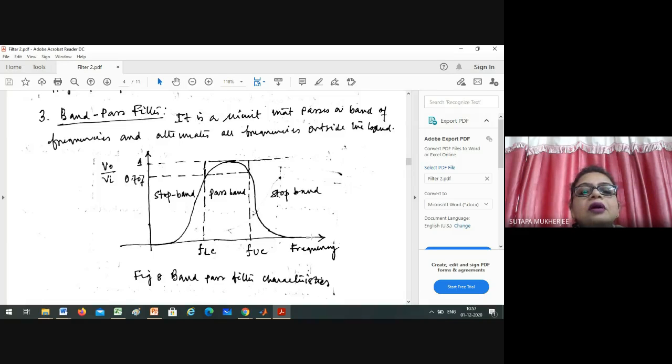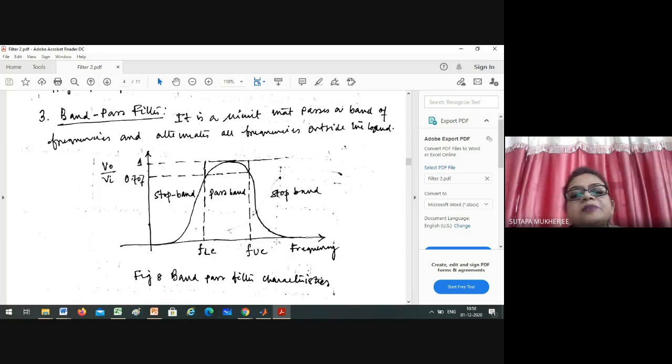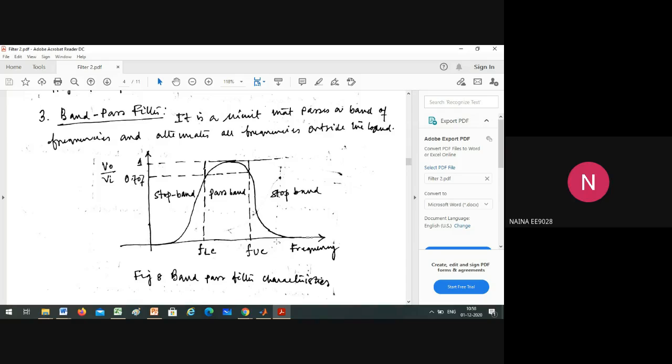These are all. Now, what is the other filter? Do you remember? Low pass, high pass, band pass. After that, all pass, band stop filter. So what is band stop? It will not allow any of the frequency to pass through it.